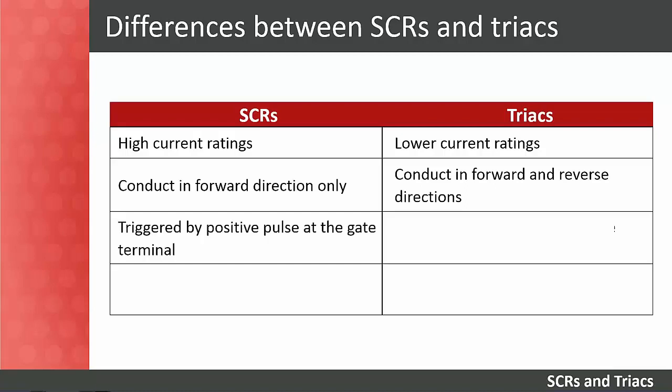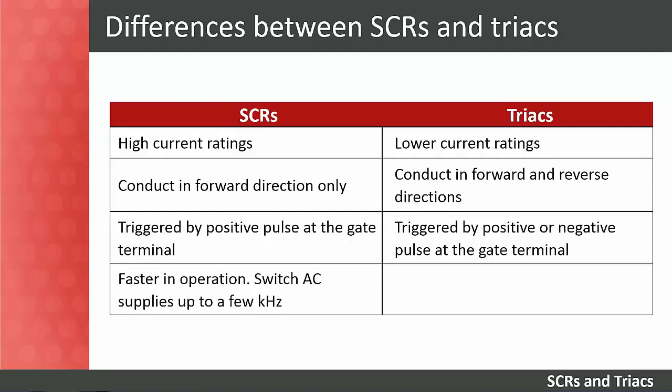SCRs are triggered by a positive pulse applied at the gate terminal. Triacs are triggered by a pulse of either positive or negative polarity applied at the gate terminal. SCRs are faster in operation and can therefore be used to switch AC supply frequencies up to a few kilohertz. The use of triacs is limited to AC supply frequencies up to 400 Hz.